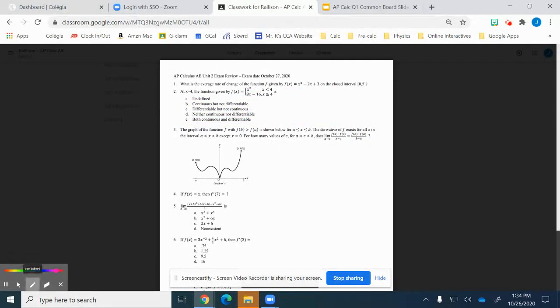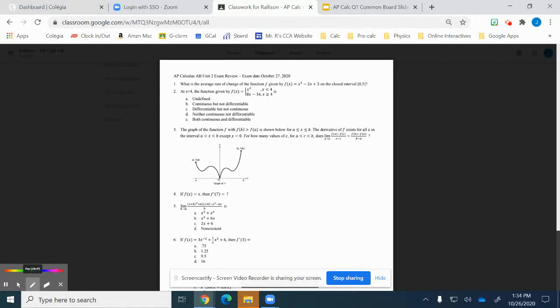Number 3, the graph of the function below is shown for x from a to b. The derivative of f exists for everything, so it's continuous, because if it's differentiable, then it's continuous. Let me say that again. If it's differentiable, it is continuous.